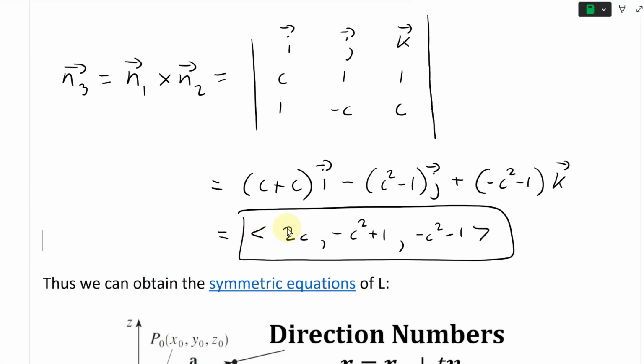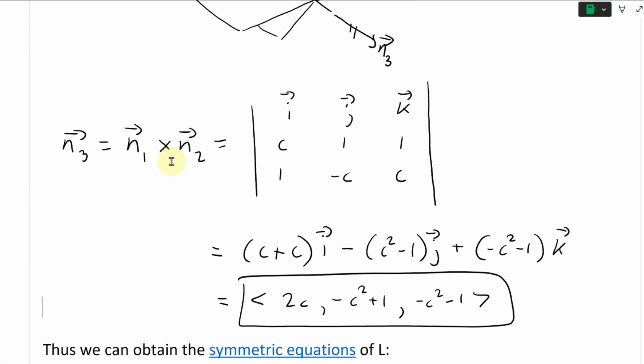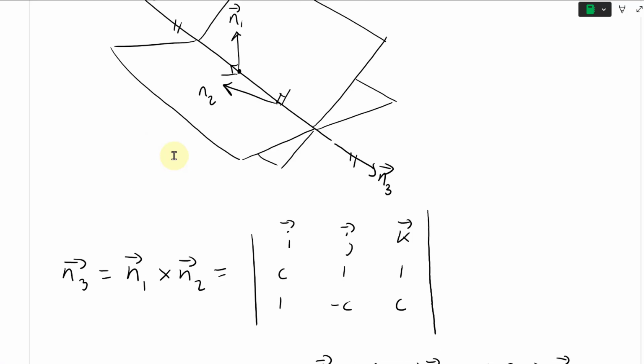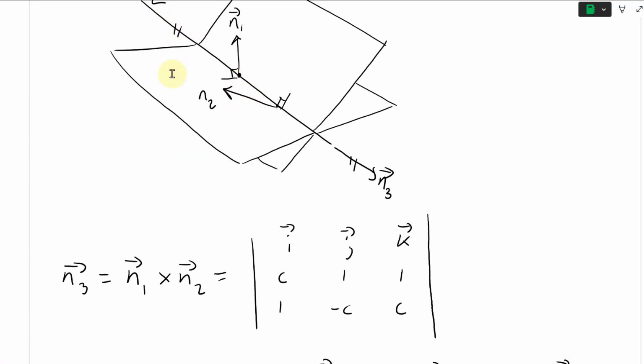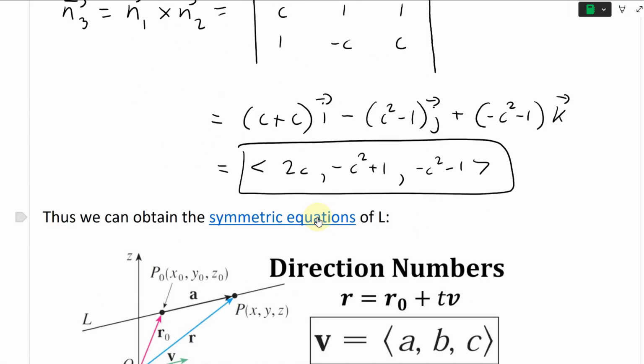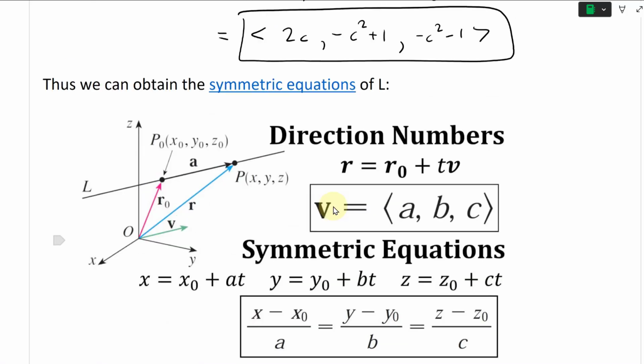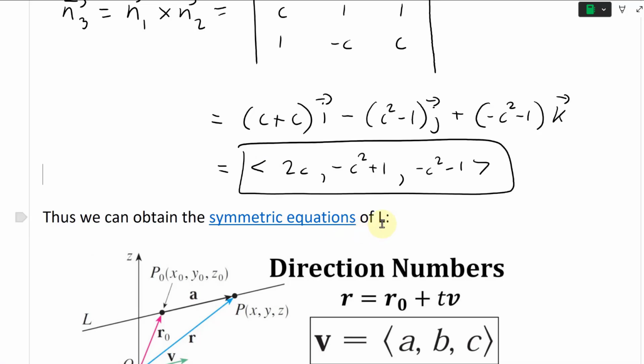Again, this vector is perpendicular to the normal vectors of the planes, but it's parallel to the line itself. So that's going to be used as our direction vector. Thus we can obtain the symmetric equations of L.